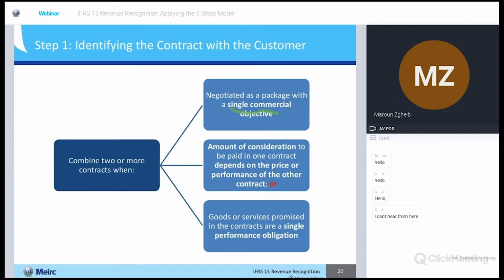Single commercial objective, this is one of them. The second one is the price. And the third one is the performance obligation. Okay?